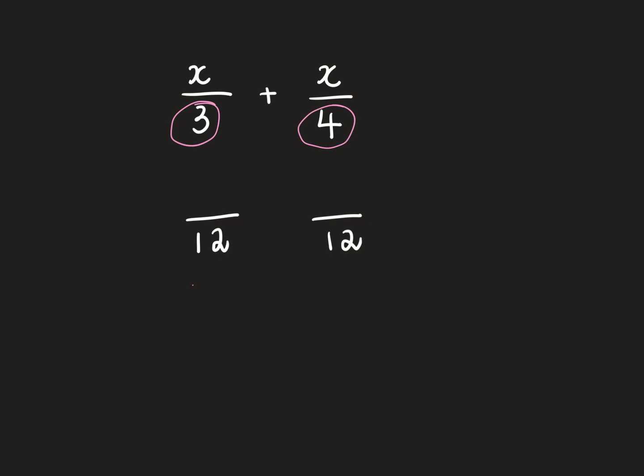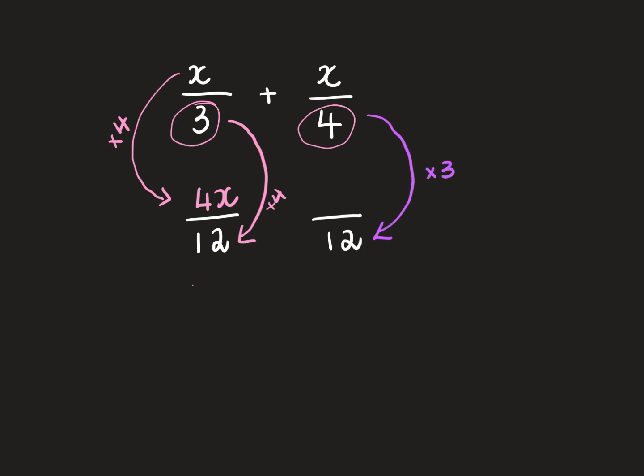Now I say, what did I do to the 3 to turn it into 12? I multiplied it by 4. If I multiply the bottom by 4, I have to also multiply the top by 4. X times 4 is equal to 4x. Now over this other side, what did I do to the 4 to turn it into 12? I multiplied it by 3. So I also have to multiply the top by 3. X times 3 is equal to 3x. Now I have 4x over 12 plus 3x over 12, which is 7x over 12.